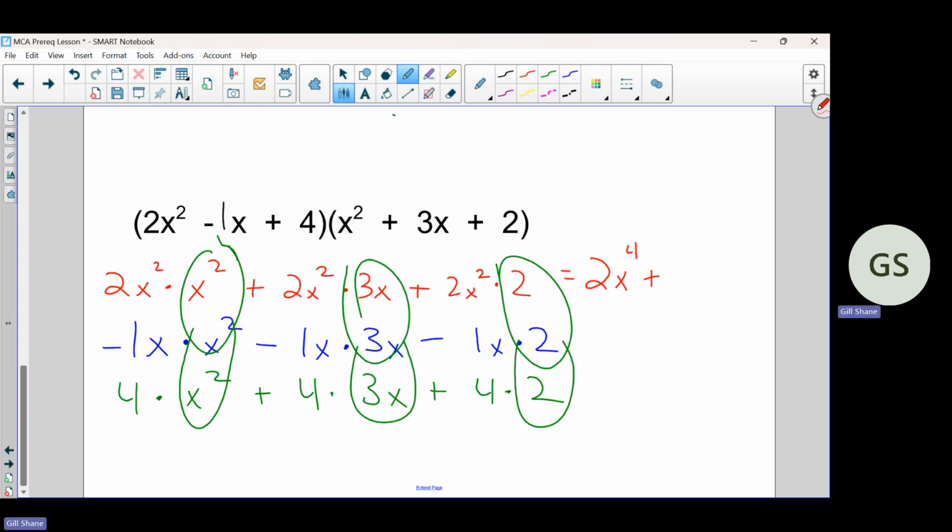What's the next one? 6. You multiply. Remember, this is 2 times x squared times 3 times x. There's no addition anywhere in the middle. I'm just showing you, I keep repeating these 3 over and over again. I'm changing this term, but I'm repeating all 3 of those all the way through.